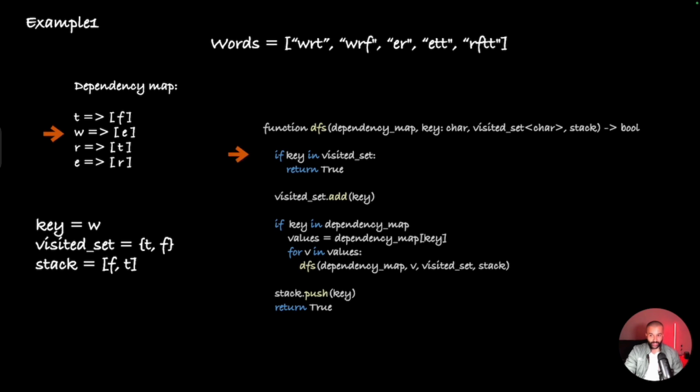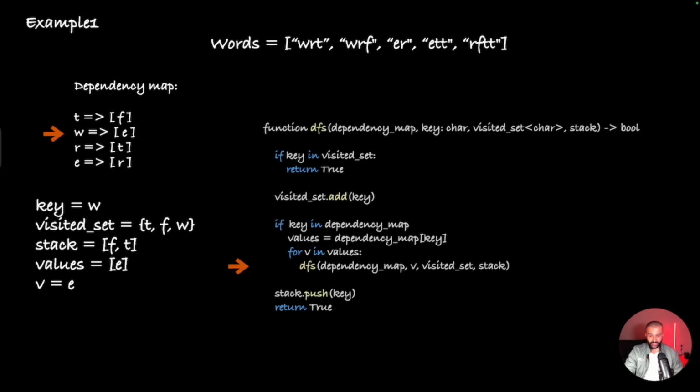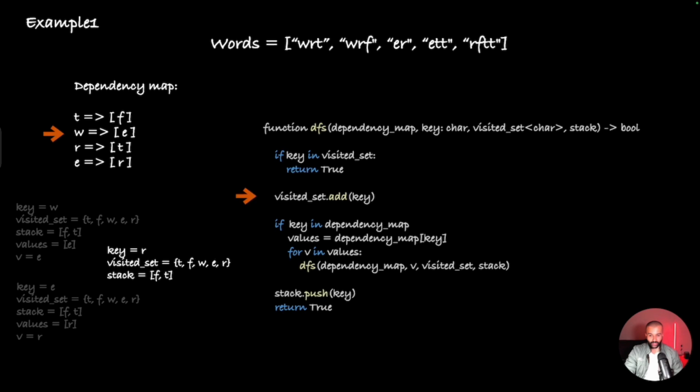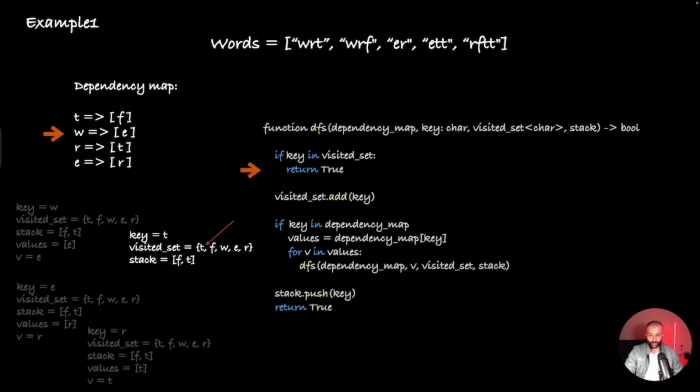Now, we're going to go into our next key, which is W, and W is going to be added to the visited set, and we're going to go into recursion here. W's child is E, so we're going to go into E. E is going to be added to the visited set, and E is going to go into R, so we're going to go into recursion with R, and we're adding R to the visited set, and R has the value T. And if you recall, we've already visited T in our first iteration, so we're going to return true.